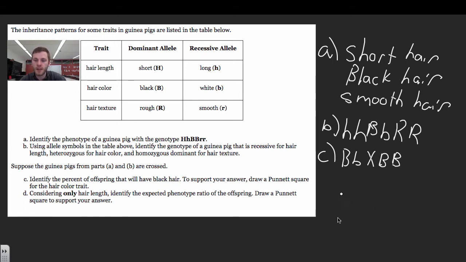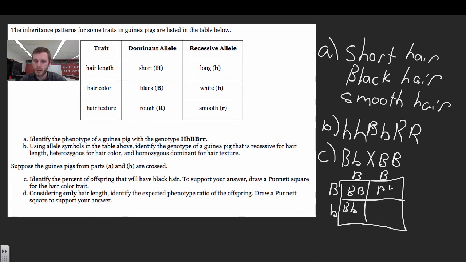So we have to do a Punnett square for that to see what the kids are going to look like. So let's make a beautiful Punnett square. We just take this and put it down the side. We put this here and put it down the side as well. And then we cross it up. Big B with the big B. Big B with the little b. Big B, and big B, little b. So it's asking what percent will have black hair. Well, these all have at least one of the dominant alleles, which is black hair. So for this one, we're going to have 100% black hair.